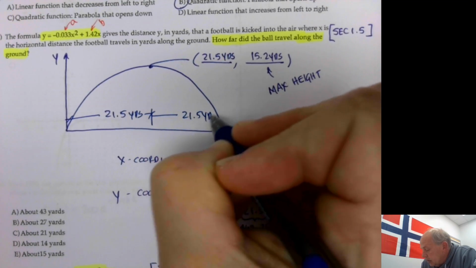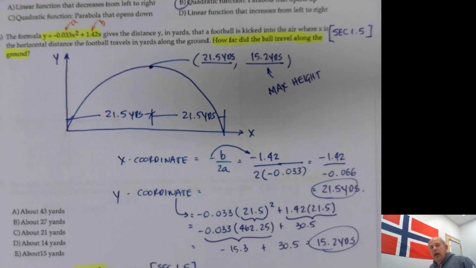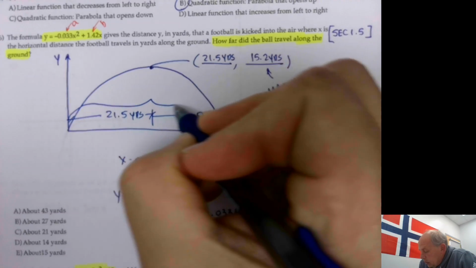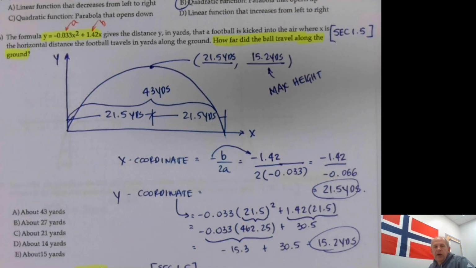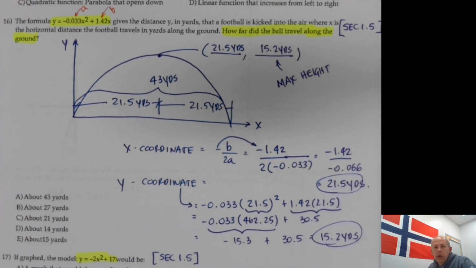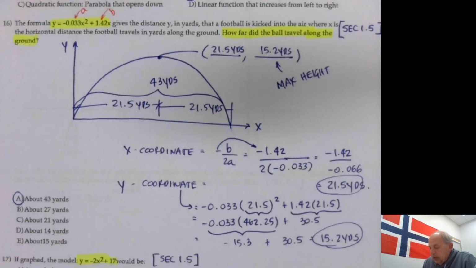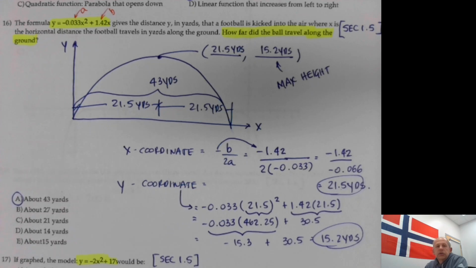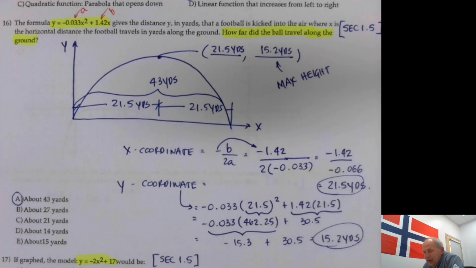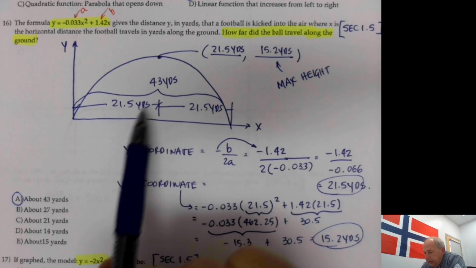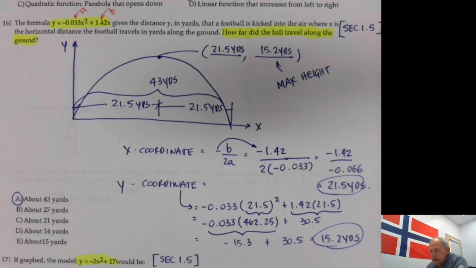To get the total distance, I would have to add another 21.5 together. So when I add these two together to get how far the ball travels along the ground, I would get 43. My answer is choice A. So that was a lot of problem and a lot of steps to do there, but there is how you would do that from start to finish. The x and y coordinate formula, and then doubling the distance along the ground, get the final answer.